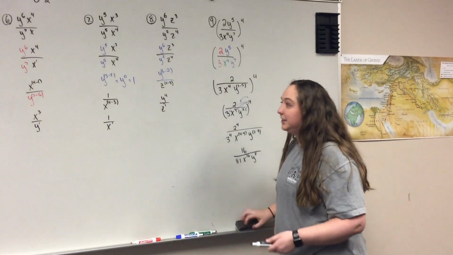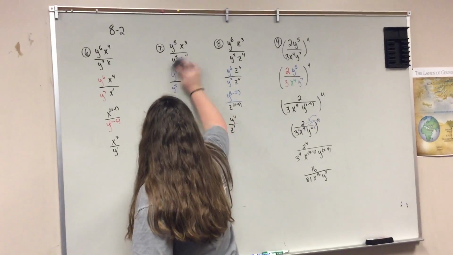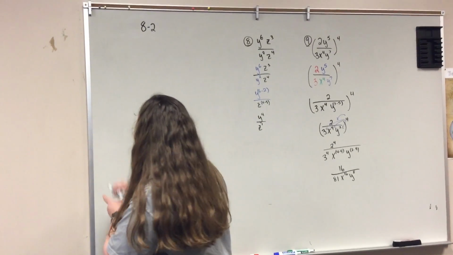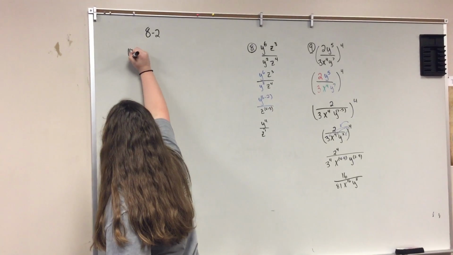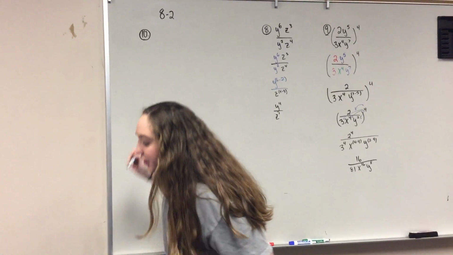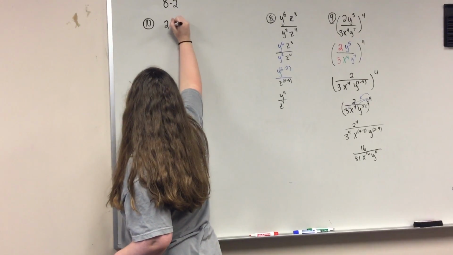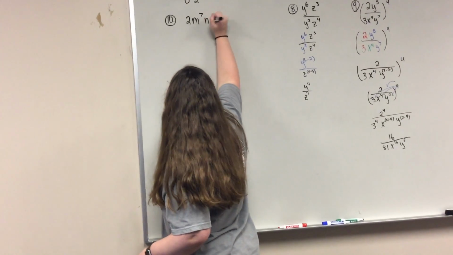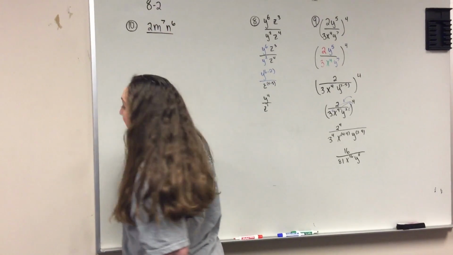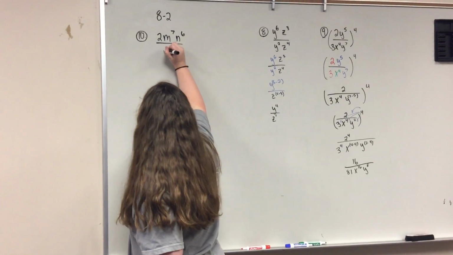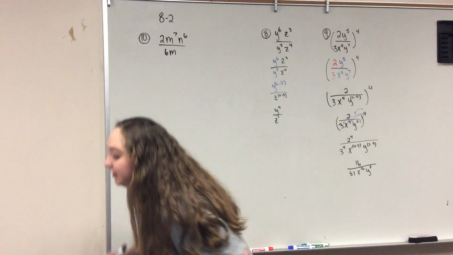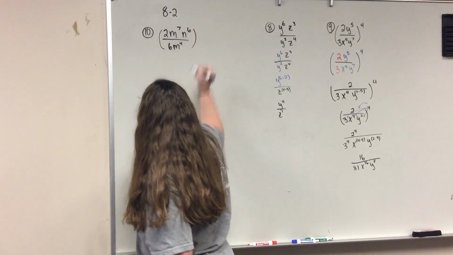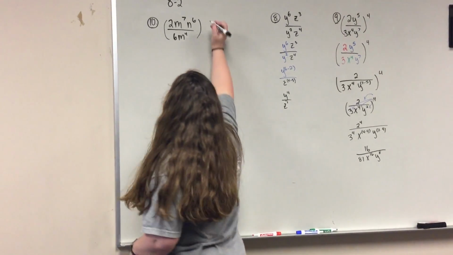Okay, so now let's look at number 10. I'm going to go ahead and erase these so I have room. So we have 2m to the 7th power times n to the 6th power. And we're going to divide that over 6m to the 4th power. And then all that raised to the 3rd power.